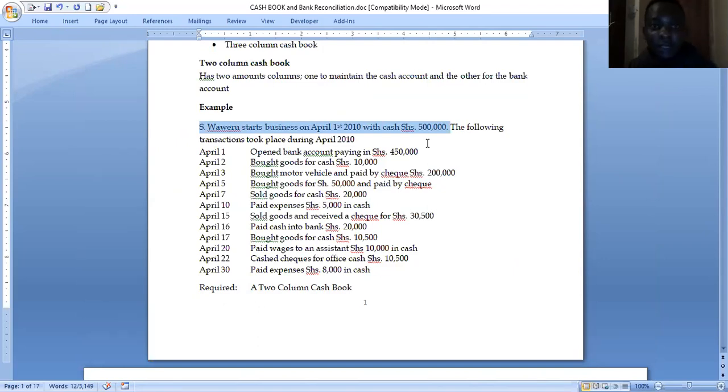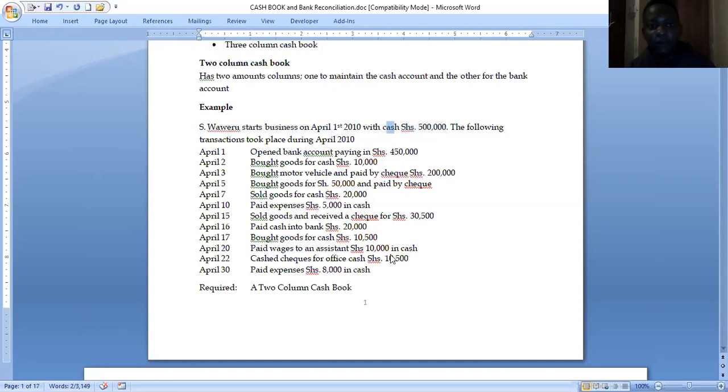In this case, for this transaction, there are two accounts: the capital account and the cash account. What type of accounts are they? Cash is an asset, capital is merely capital. Both are increasing. When cash is increasing, being an asset, we debit the cash account. And whenever capital is increasing, we credit the capital account. So in this case, we debit cash, we credit capital account.